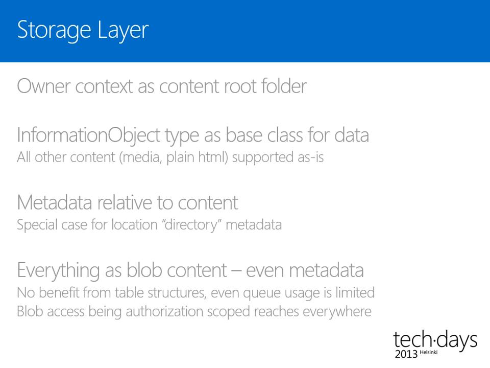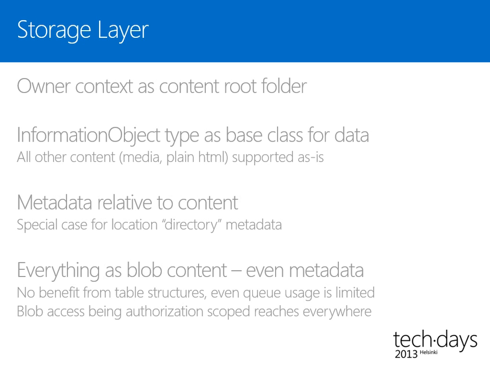We have a certain special case for location so that we can have a directory metadata as well, where there is no object at all, but we can, for instance, track down the collection changes of the whole directory containing the actual typed object. And everything is blob content, even the metadata. We evaluated and saw no benefit from table structures. Even the queue usage is limited.